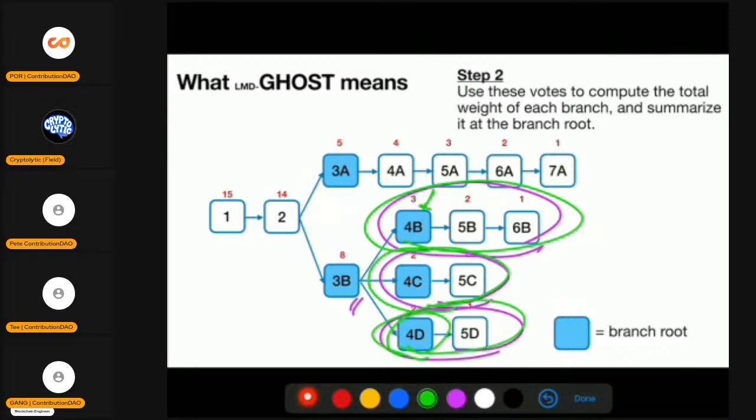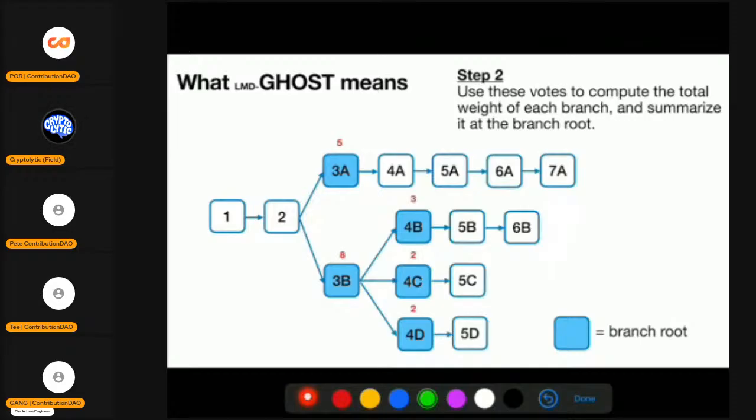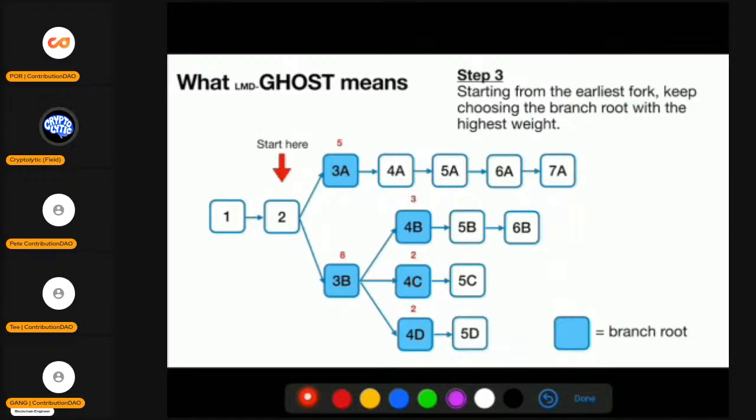You only have to consider the branch root that I highlight in the blue box. Then for step 3, you start from the earliest fork. You have a fork from here, the first fork starts from this point, and what you have to do is use the greedy algorithm.